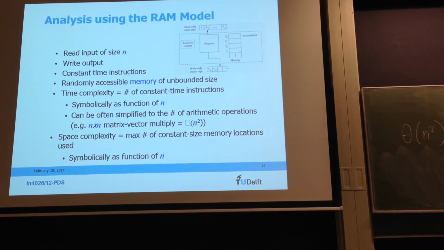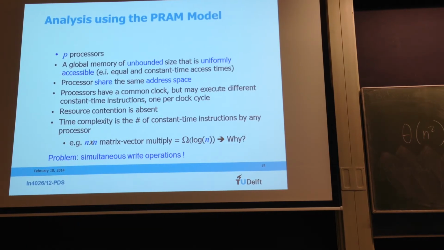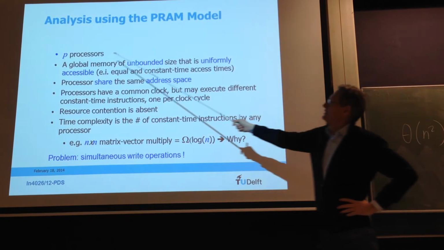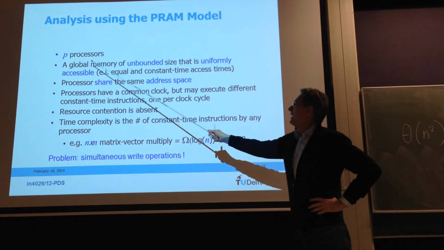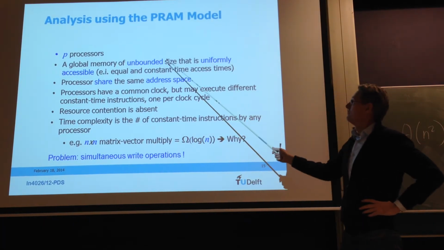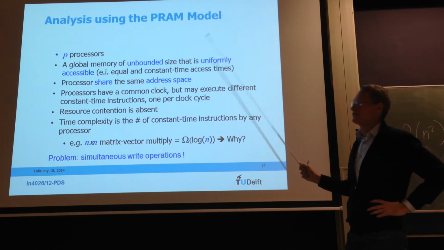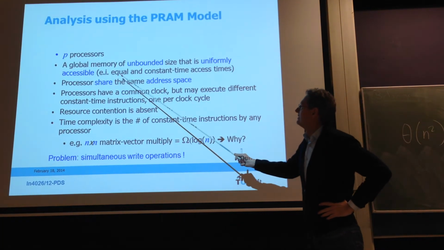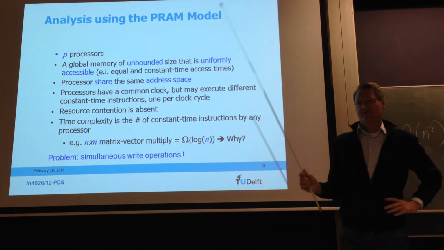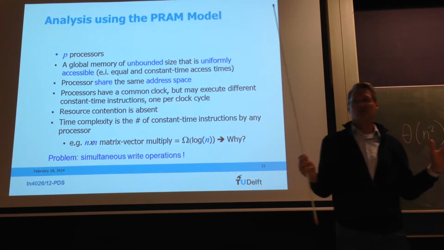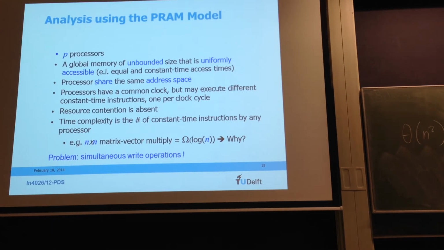Now we can do a similar thing in the parallel way. The PRAM model. Here we have something extra. We have a number of processors, P processors, and the memory is again of unbounded size, uniformly accessible by the processors, meaning equal and constant access times. Kind of an ideal world. From wherever I access the memory, it's equal time and it's always the same.